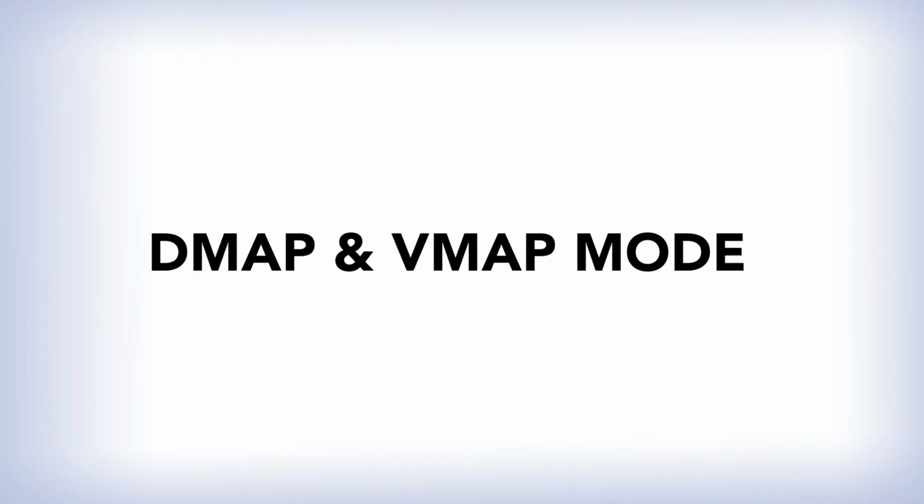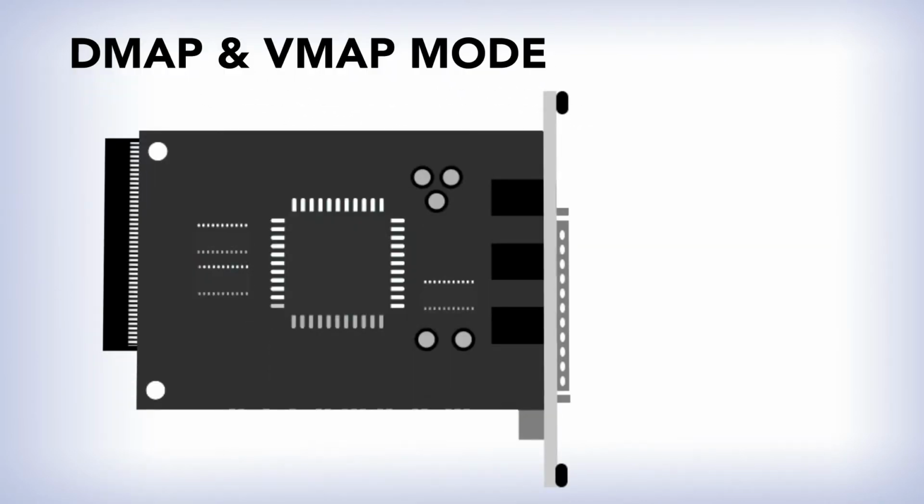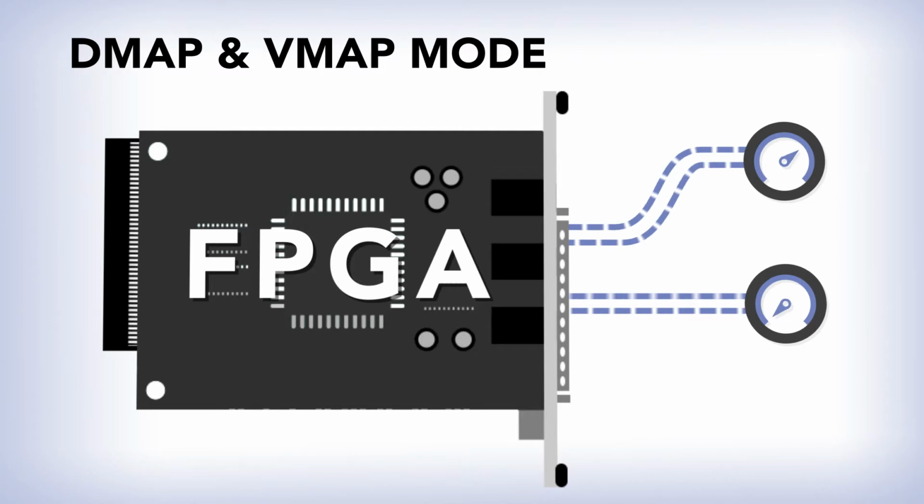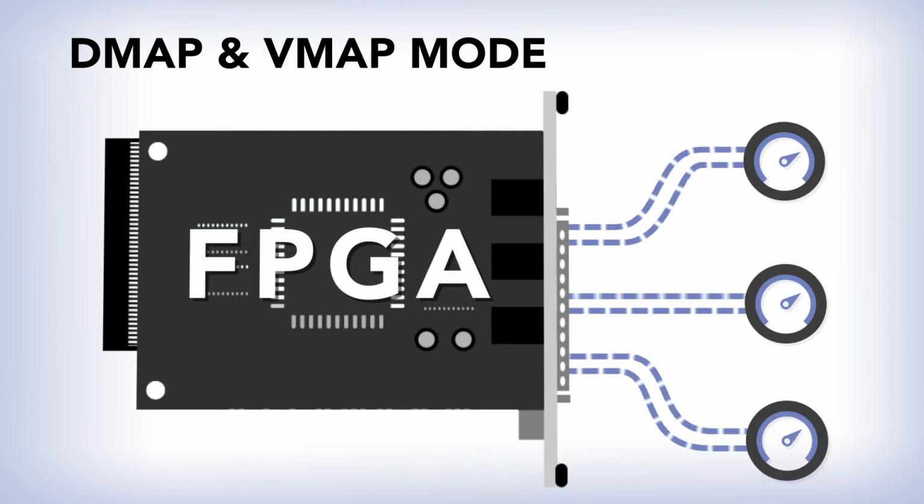Data mapping and variable data mapping, DMAP and VMAP modes. DMAP and VMAP are the equivalent of reflective memory. These modes of data collection program the FPGA that is on each of our I/O boards to collect data automatically for you via a hardware buffer.